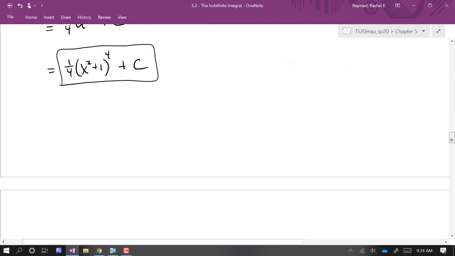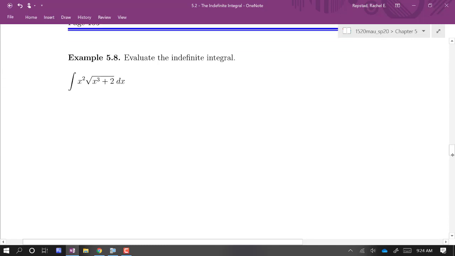So let's do another one. This is another power rule integral. First, I'm going to rewrite this integral in a power rule friendly form. I'm going to rewrite that radical as a 1/2 power. So I've got x cubed plus 2 to the 1/2, and then times x squared dx. Now the stuff that we're raising to a power is x cubed plus 2.